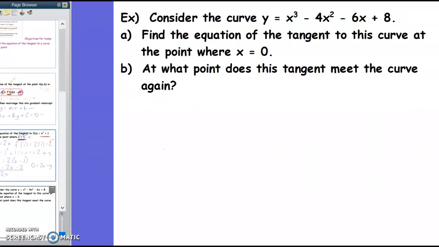Okay, so let's look at this one. We have this curve, x to the third minus 4x squared minus 6x plus 8. And I want to find the equation of the tangent line to this curve at the point where x equals 0. Okay, so let's do that first. So pause the video. I want you guys to all find the gradient on your own. Find the gradient at the point where x equals 0. So pause the video, and then we'll come back together and do that together. Watch your notation.